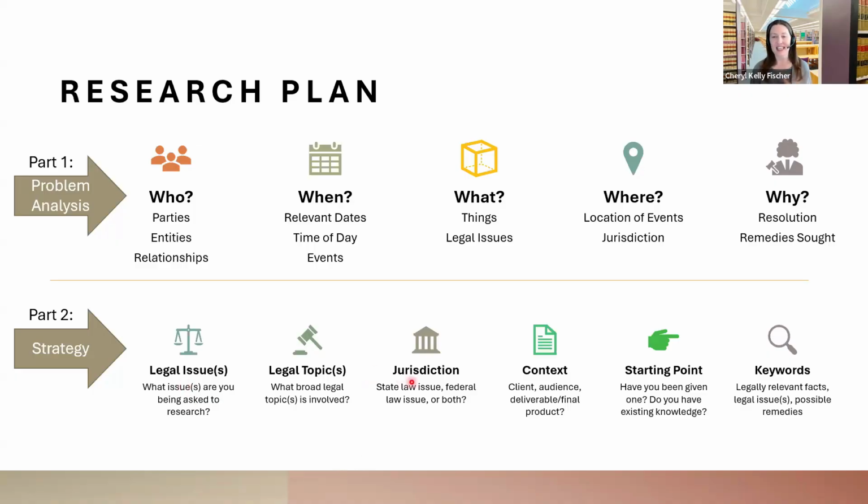Okay, the jurisdiction is your threshold question. Of course, you don't start your research till you've nailed this down. Is there any context? Have you been given a starting point, a freebie, and good keywords? Your results will be unhelpful if your keywords are bad.